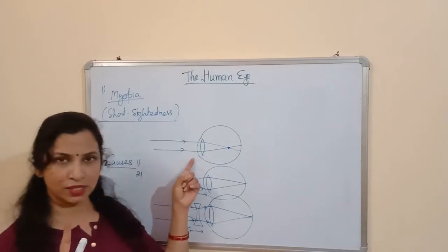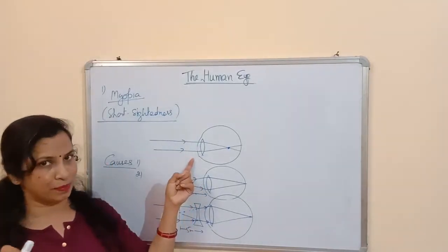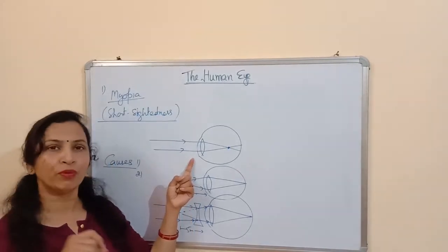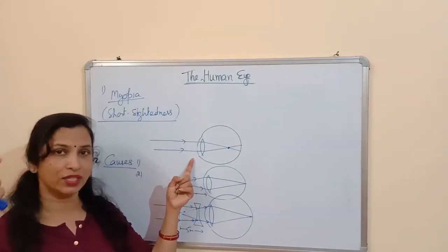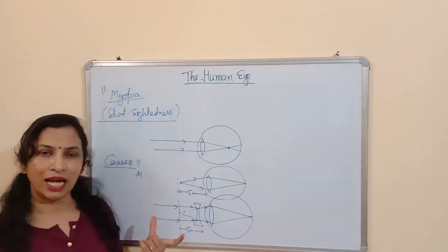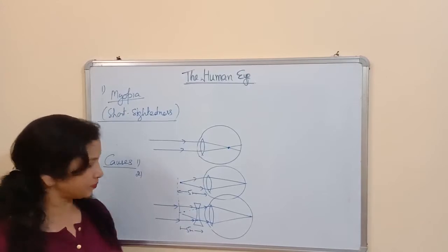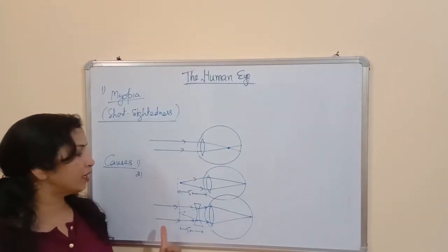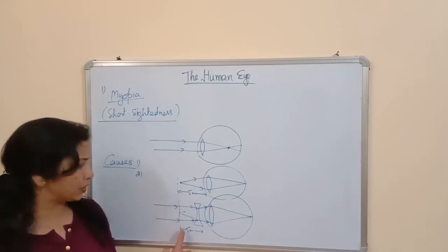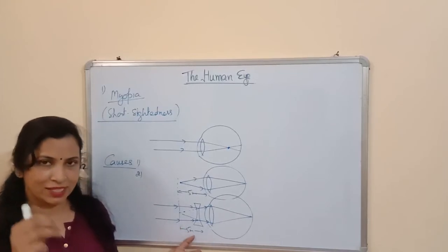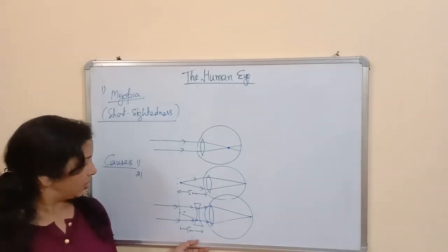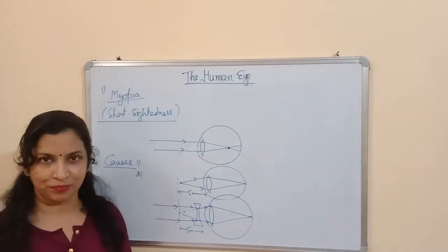First, the focal length of the lens can become short. This can be due to improper functioning of the ciliary muscles or the suspensory ligament. And the second cause can be that the eyeball becomes large. How can we correct this defect of vision? We can correct it by using a concave lens of proper focal length. Okay, this is myopia.